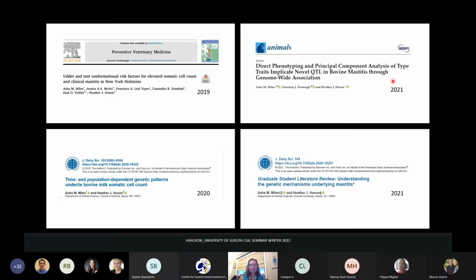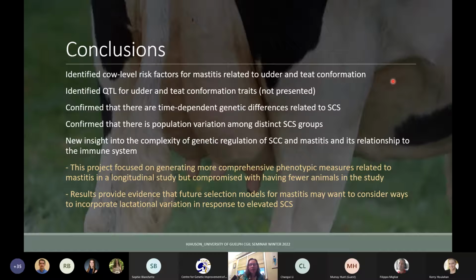All right. So we ended up with 4 papers that will tell you lots of different results and more details about that, which I'm also happy to explain. But with that, I think the big results were that we did identify cow level risk factors. We identified QTL related to conformational traits as well as QTL that were time dependent for somatic cell score. We also looked at genetic variation in those distinct populations of resistant and susceptible mastitis groups. And all of this gave us new insight into the complexity of genetic regulation and response to mastitis.